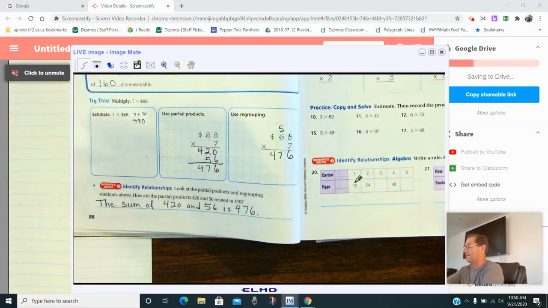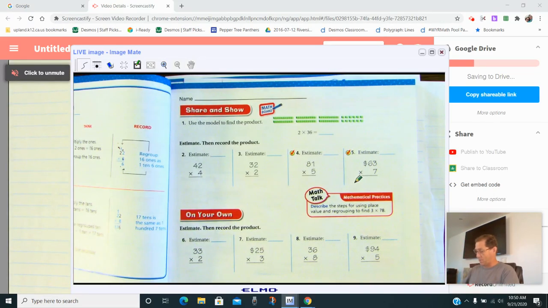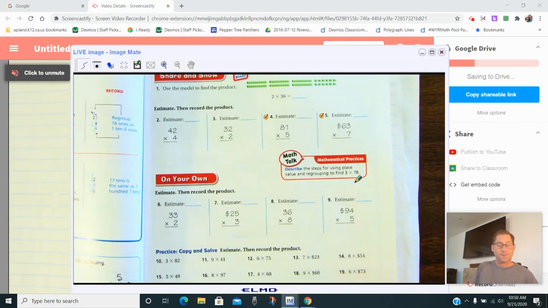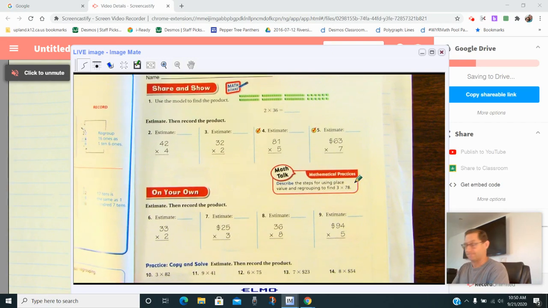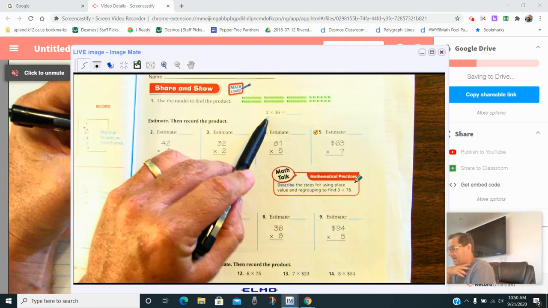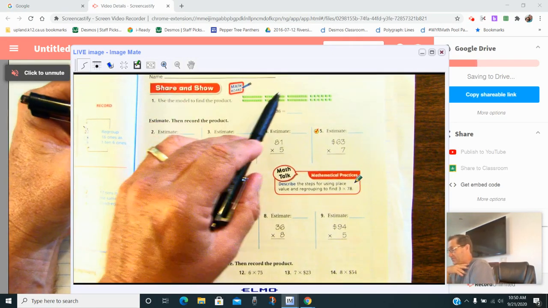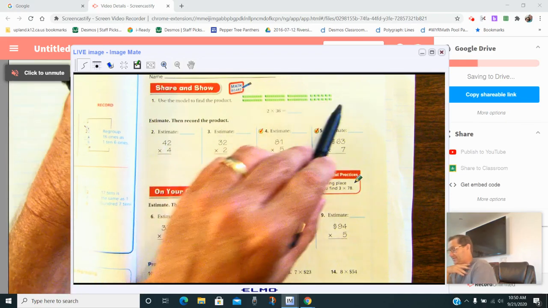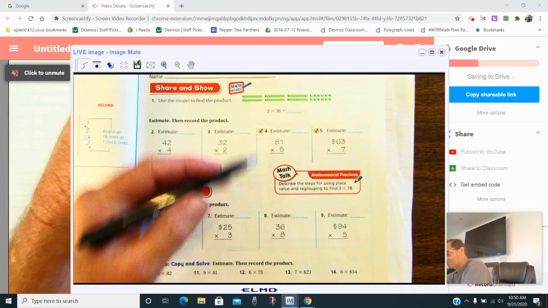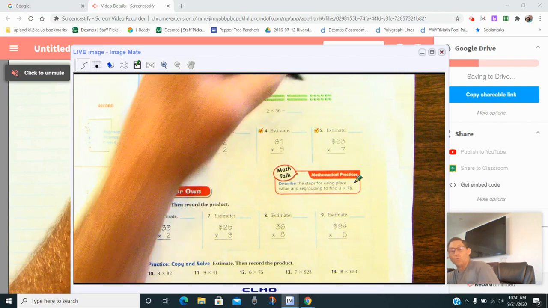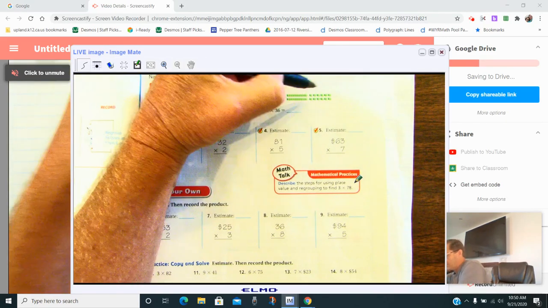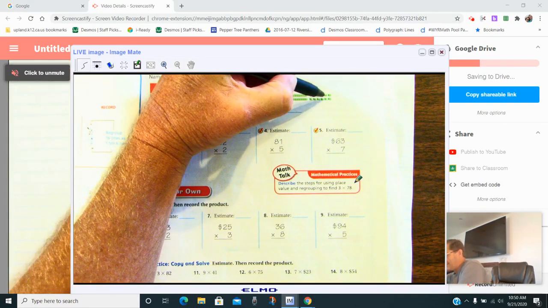Okay. All right, let's look at number 1 on page 87. Use the model to find the product. It says that we have 2 times 36. 10, 20, 36. All right. So how many ones do we have? 2, 4, 6, 8, 10, 12.